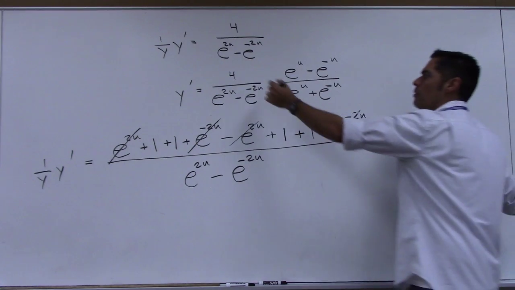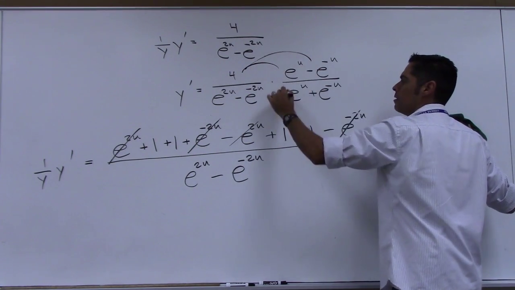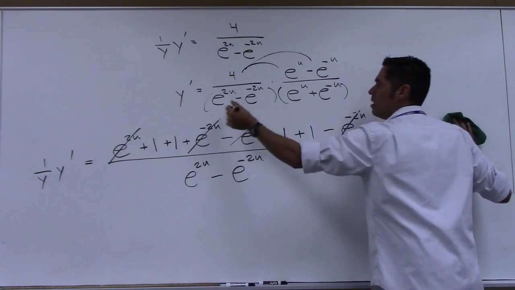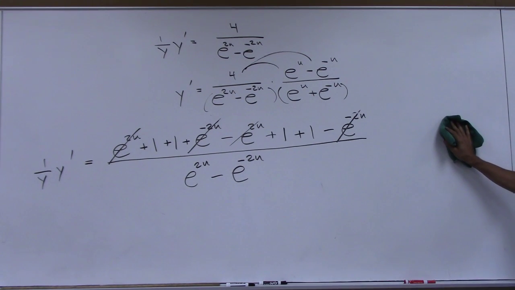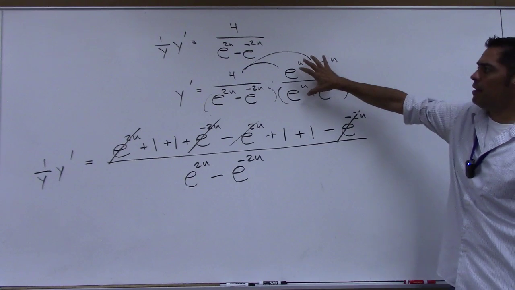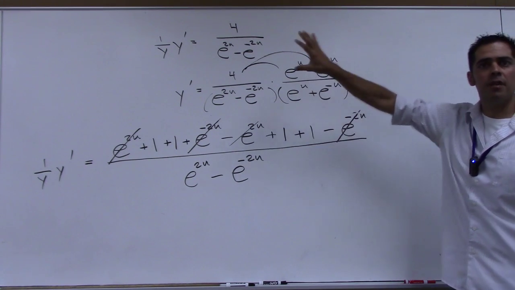You could distribute a 4 through here. You could put this in parentheses next to this. You could even multiply those together if you wanted to. But I think the main gist of how the problem is done is already done now. Everyone understand that this is y? Yes. Y on both sides?